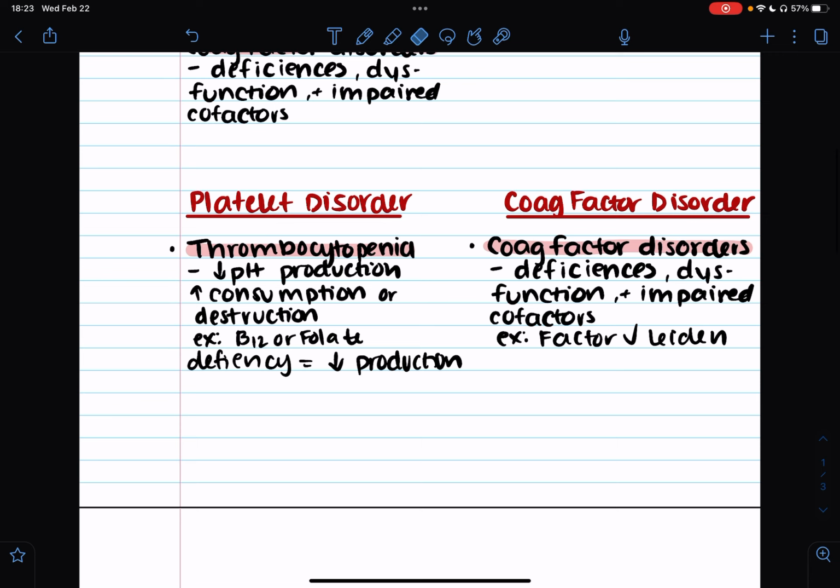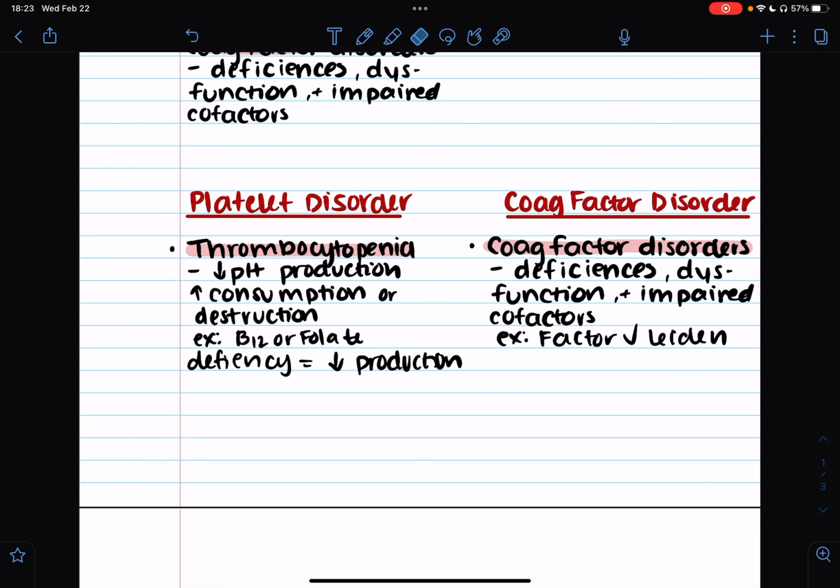All right, platelet disorders versus coagulation factor disorders. So an example of a platelet disorder, obviously it's an issue with the platelets, is going to be thrombocytopenia, so a decreased platelet production or increased consumption or destruction. So lack of vitamin B12 and folate is going to cause a decrease in production.